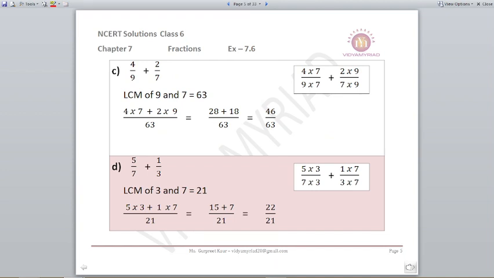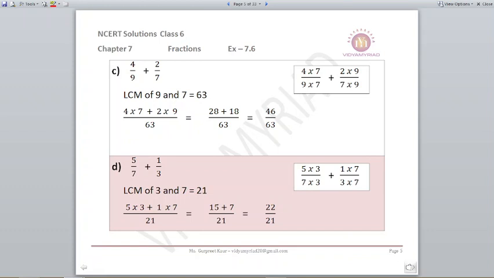4 upon 9 plus 2 upon 7. Now the LCM of 9 and 7 is 63. I am doing it directly. 63 will come in the denominator. So what will happen with the 4? 4 needs to be multiplied by 7. Why 7? If you look at the box on your right hand side, 9 multiplied by 7 is 63. So 4 is to be multiplied by 7.